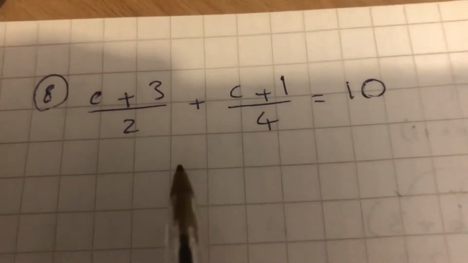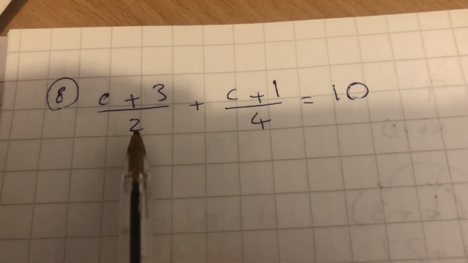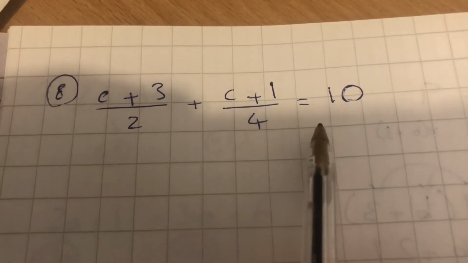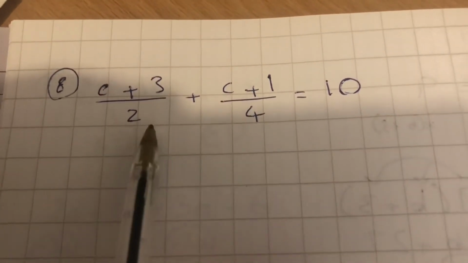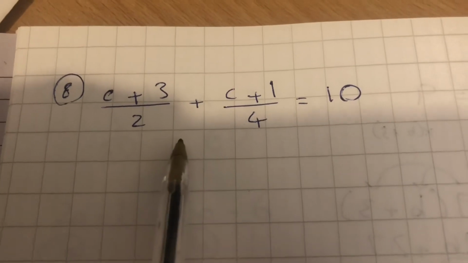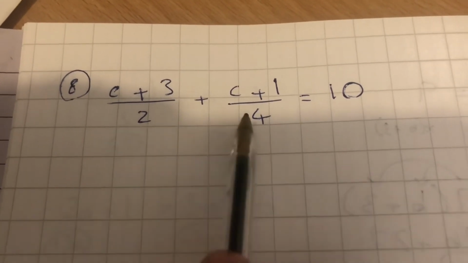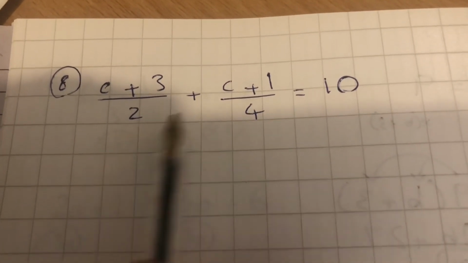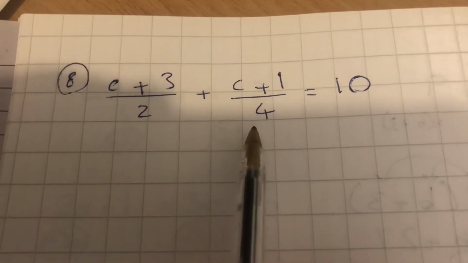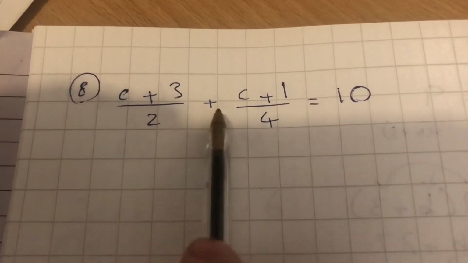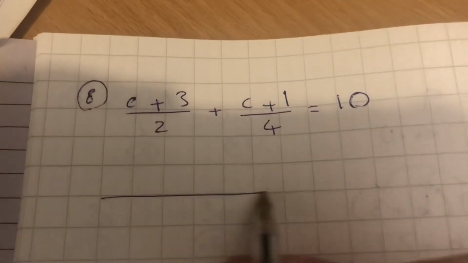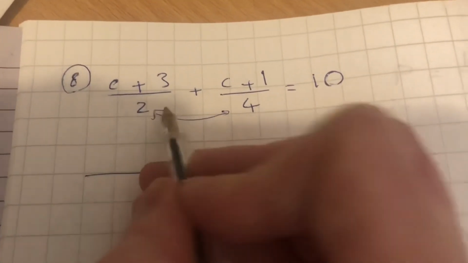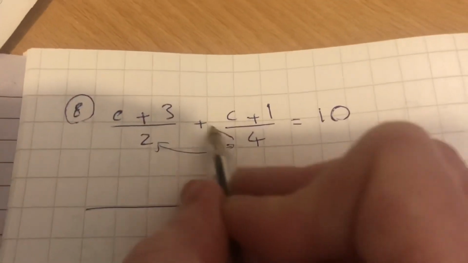Alright, so this takes us on to where we have two algebraic fractions on the left hand side of the equals. So what we have to do is, and this is where our previous lessons come in handy on dealing with expressions involving algebraic fractions, we have to change these two algebraic fractions into a single simplified algebraic fraction. So what I'm going to do is, because these are adding, I'm going to find a common denominator by multiplying the two denominators. So 2 times 4 is 8.